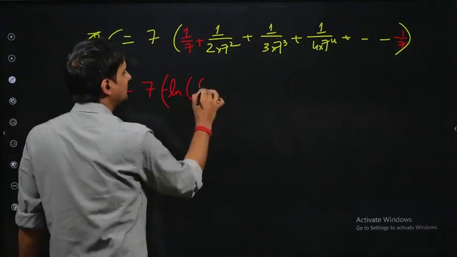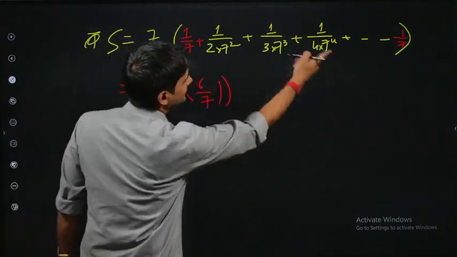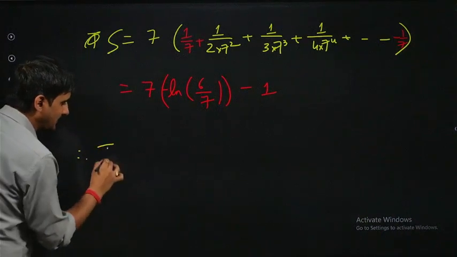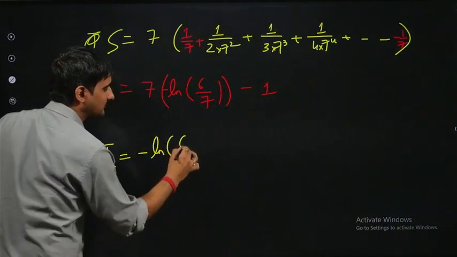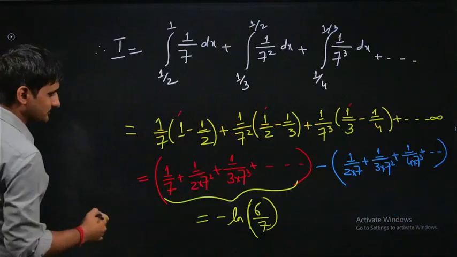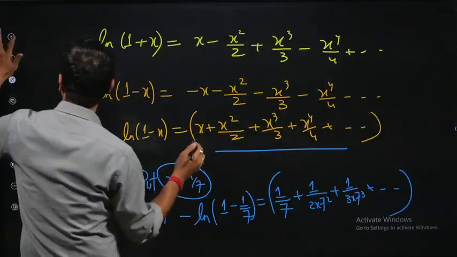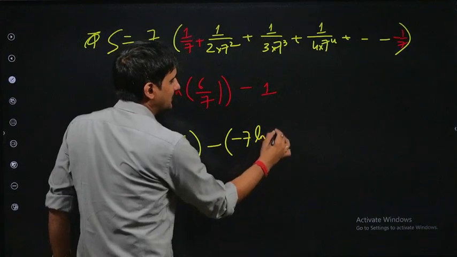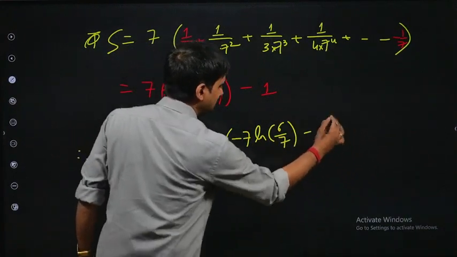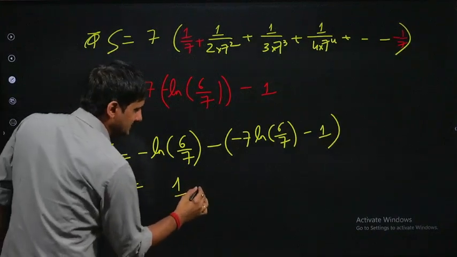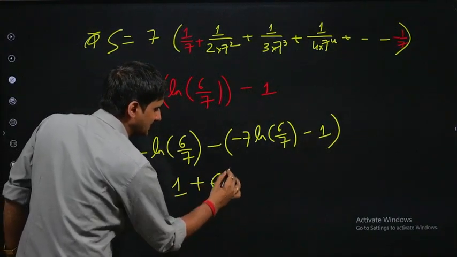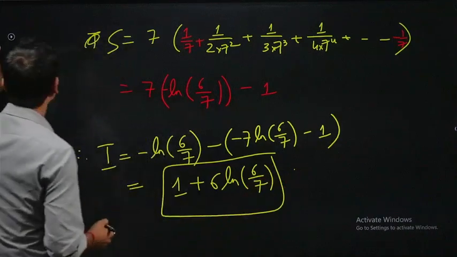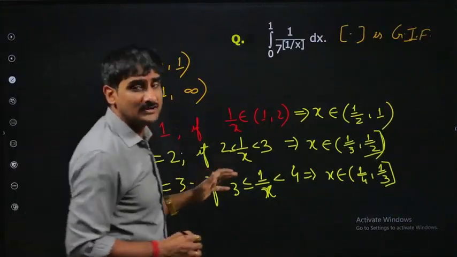Minus times ln of 6 by 7, and then 7, and then this is minus 1. So let's put it back there. Therefore our integral is minus times ln of 6 by 7, the value of this first series here, and minus times this one. So minus times minus 7 ln of 6 by 7 minus 1. So this is 1 plus 7 minus 7, so plus 6 times ln of 6 by 7. So that's my answer for this integral. This is how we can solve this integral.